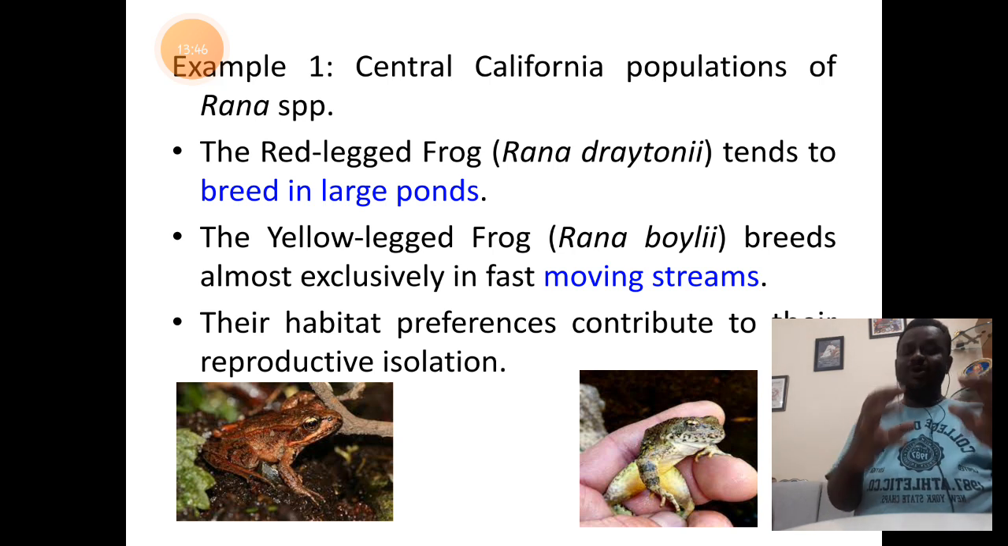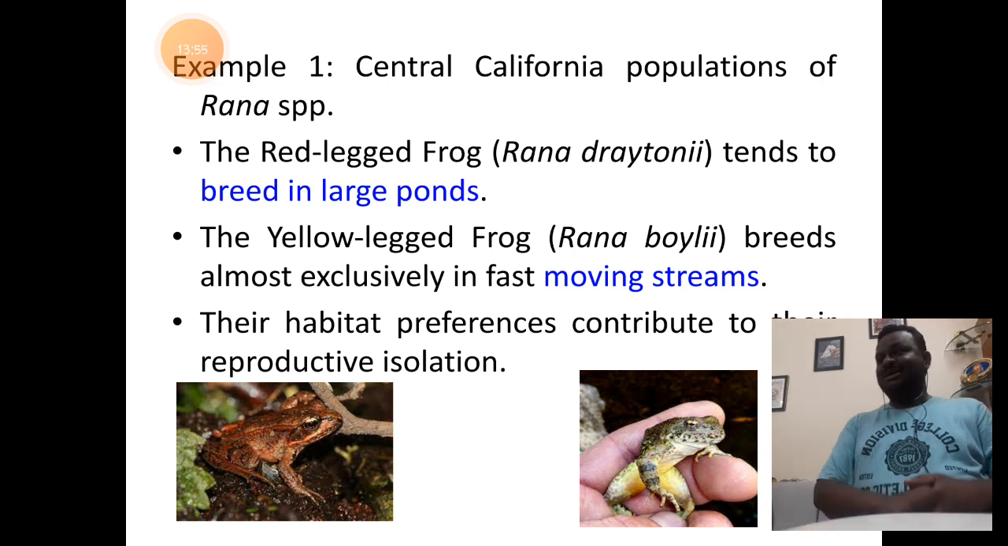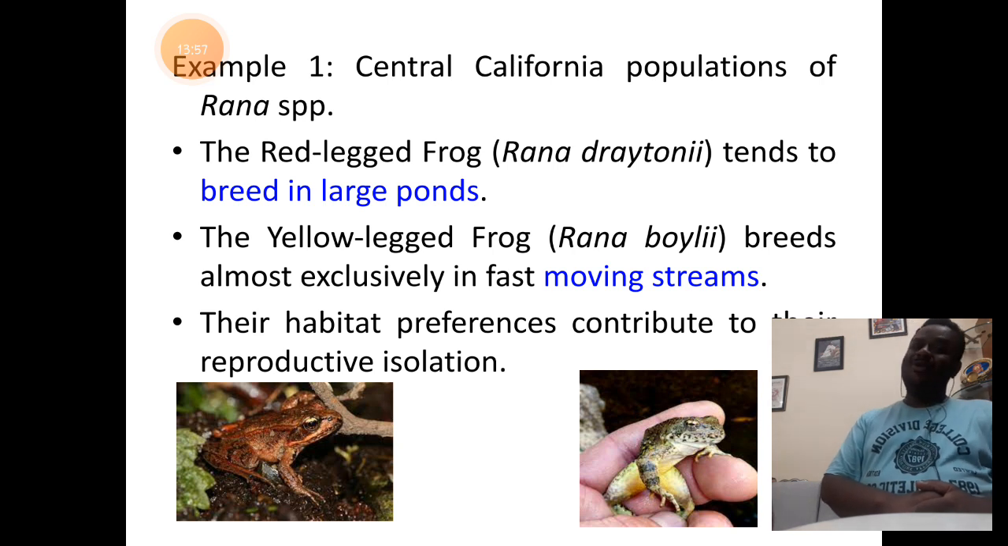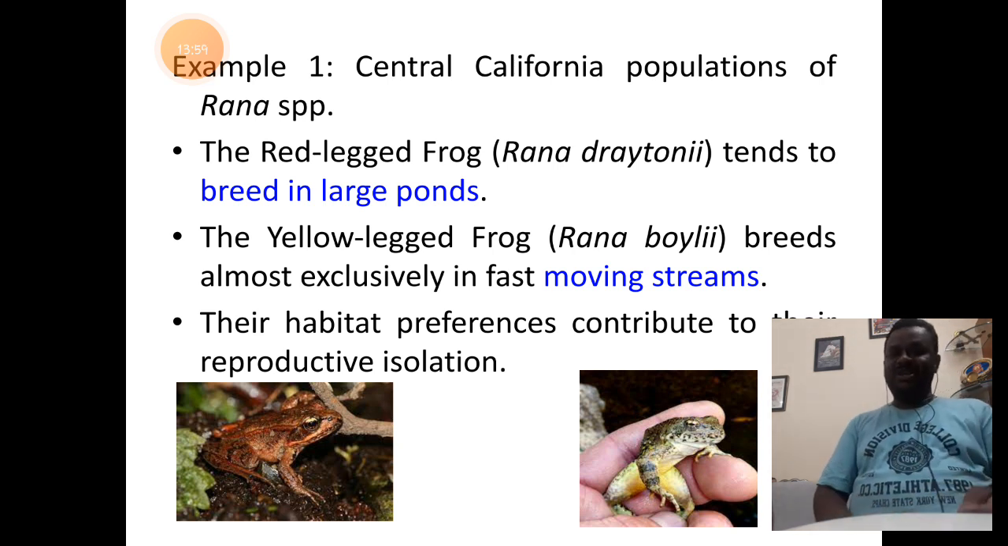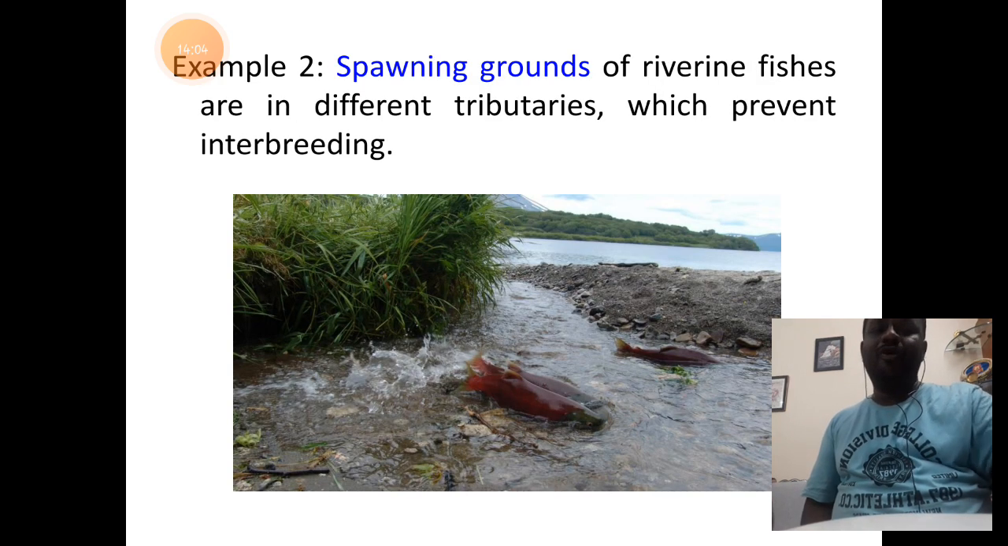So this kind of prevention of species of organisms from reproduction by means of the habitat places is called habitat isolation. Very good example for habitat isolation is these 2 frog varieties.